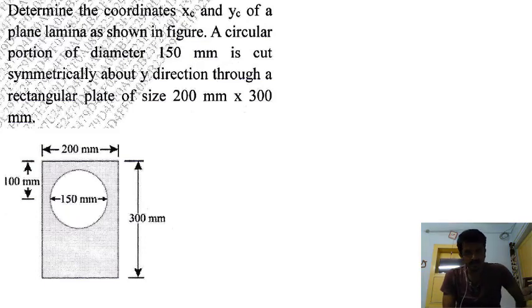Okay, we will solve this numerical. Determine the coordinates x bar and y bar of a plane lamina as shown in the figure. A circular portion of diameter 150 mm. The diameter of this circle is given as 150 mm.